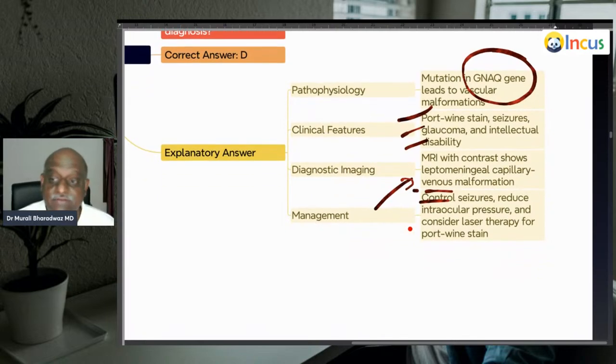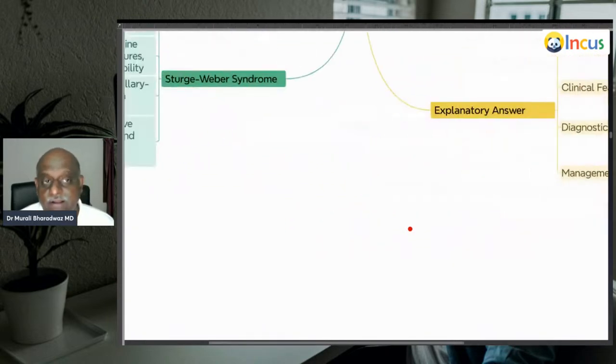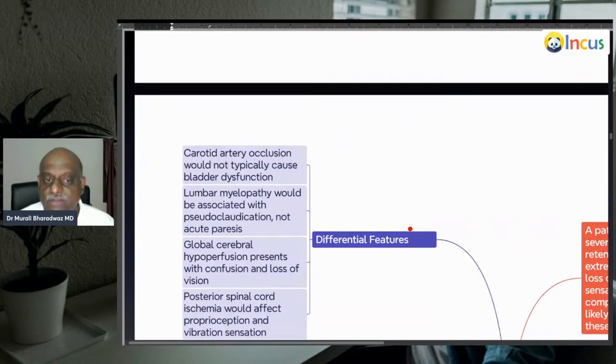Intraocular pressure is elevated with glaucoma. Consider laser therapy for port wine stain. Is what you need to remember.